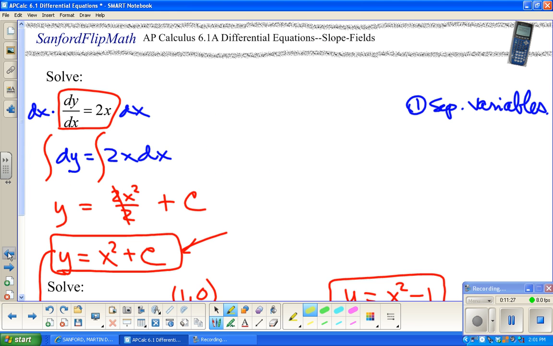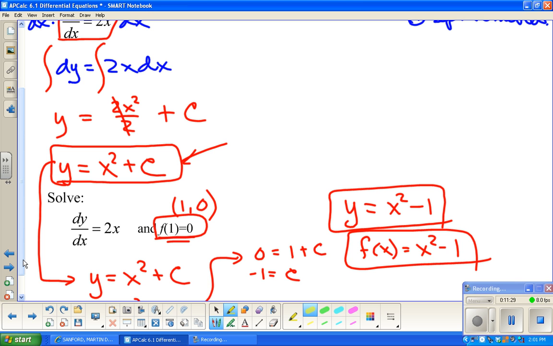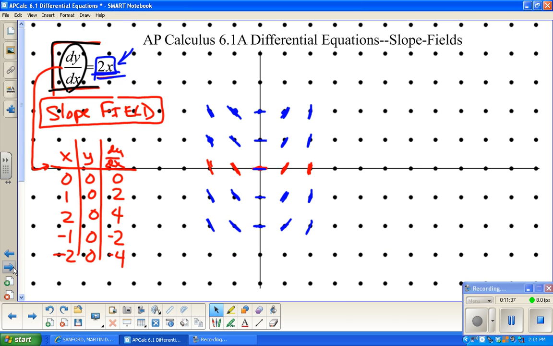Okay, now one more little distinction here. What if I say that we have to start at the point 1, 0? Okay, so this is now a slope field, and we're going to have an initial value. So here's that point 1, 0. I'm going to draw that specific solution. Okay, so if I tell you it starts at 1, 0, and if I start at this point, then I'm going to go to the right.